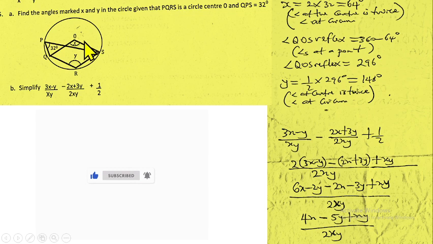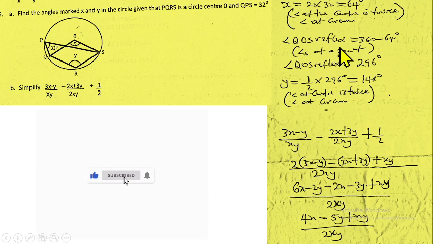Angle y has a relationship with angle QOS reflex, the other angle here, the one outside. So how do we find the angle here? Angle QOS reflex plus this angle S will give us 360 degrees, angles at a point. So QOS reflex will be 360 minus 64, which is our x. That should give us QOS reflex to be 296.